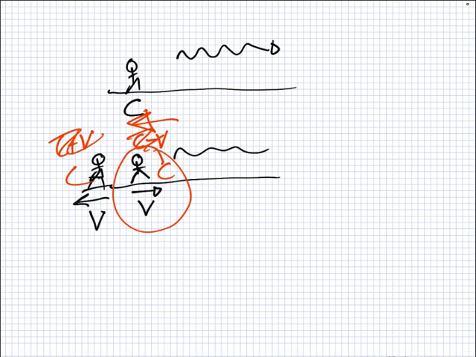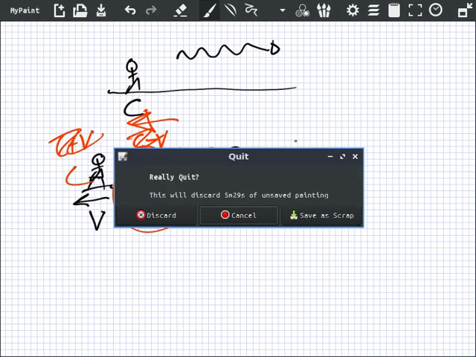Oh, no, I have to run. You have to what? Run.